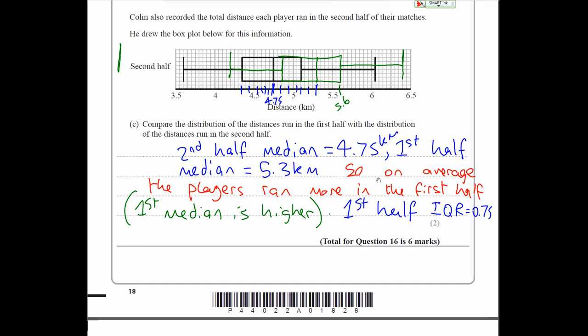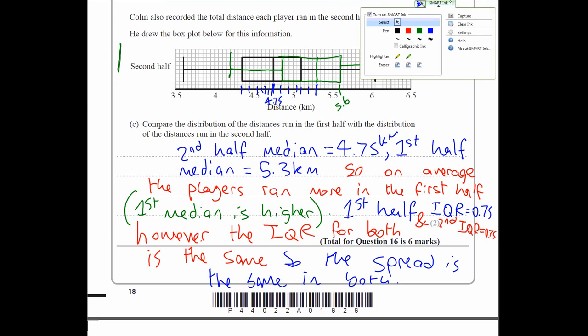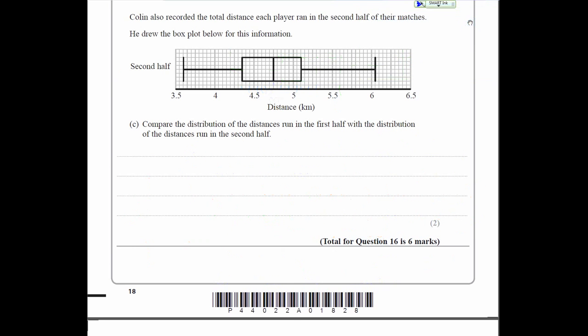However, the IQR is the same. So that means the spread of the data is the same. Okay? The spread is very similar or the same in both. Okay, hope that makes sense. Sentences don't have to be perfect in maths, you've just got to get your point across in these questions.